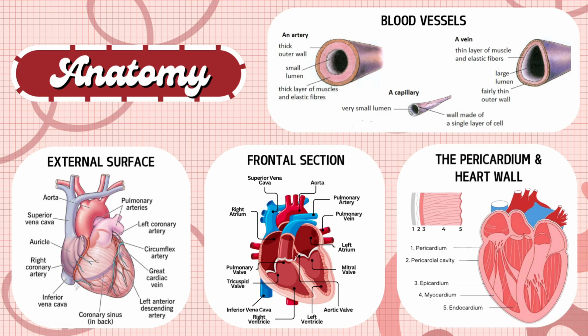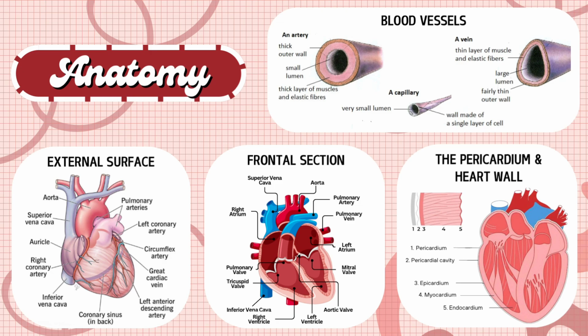Lastly is the coronary sinus. It is located on the posterior surface of the heart. It collects the oxygenated blood from the heart muscle and returns it to the right atrium. The coronary sinus is formed by several smaller veins that drain the heart muscle, such as the great cardiac vein, middle cardiac vein, and small cardiac vein.